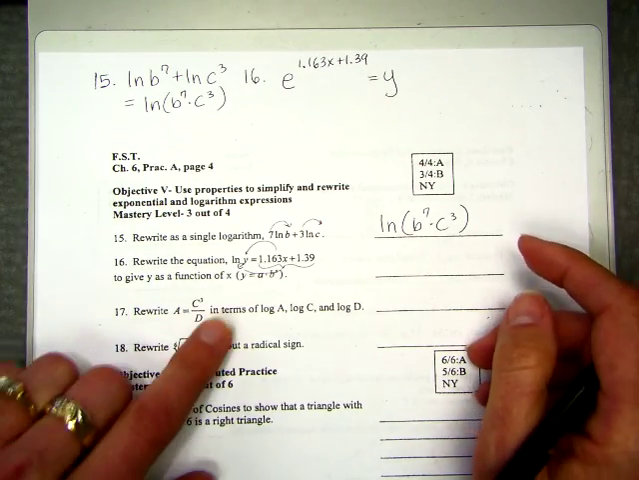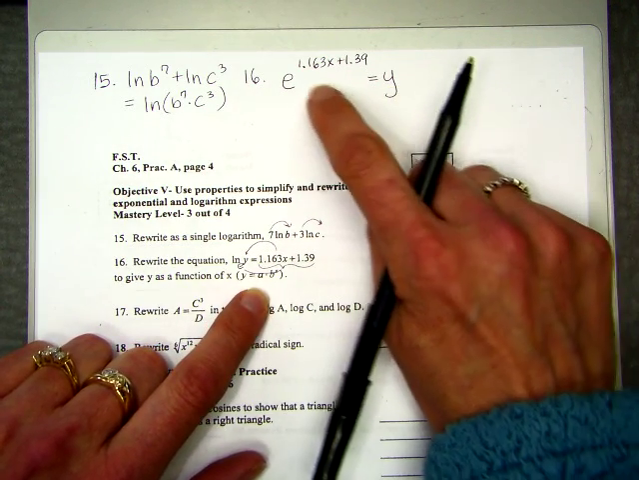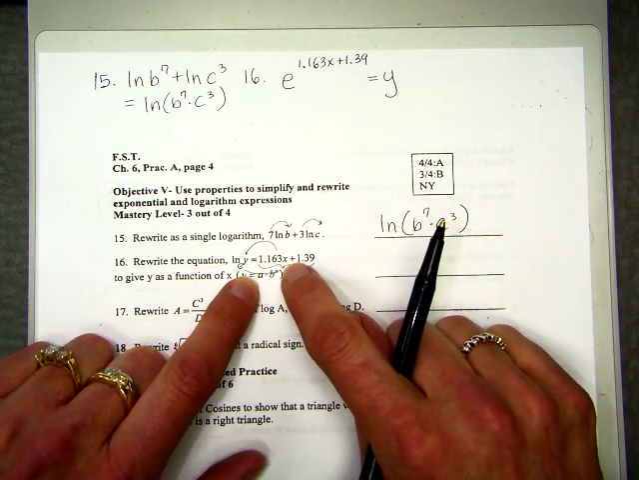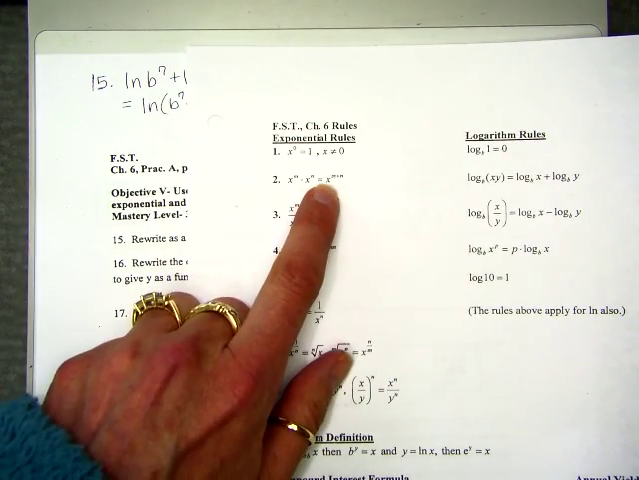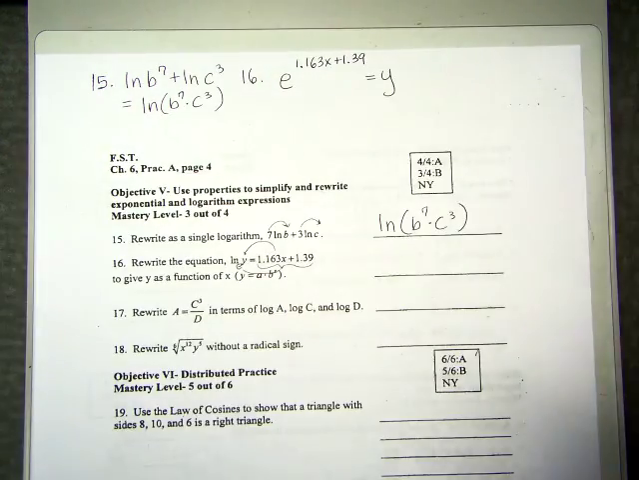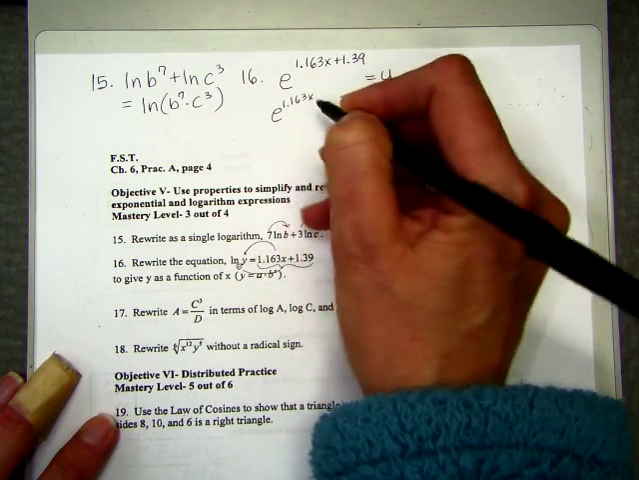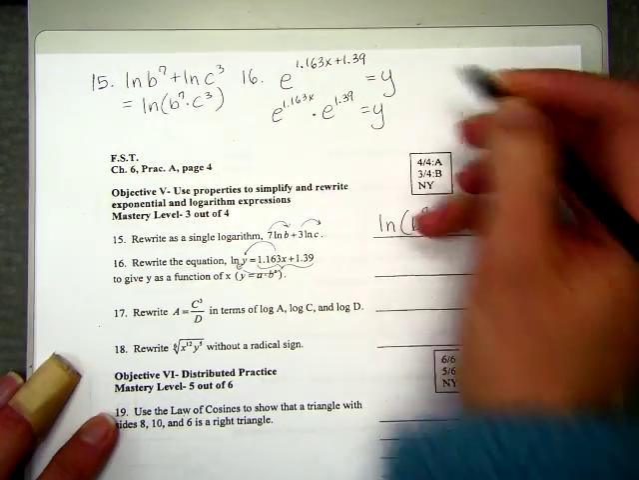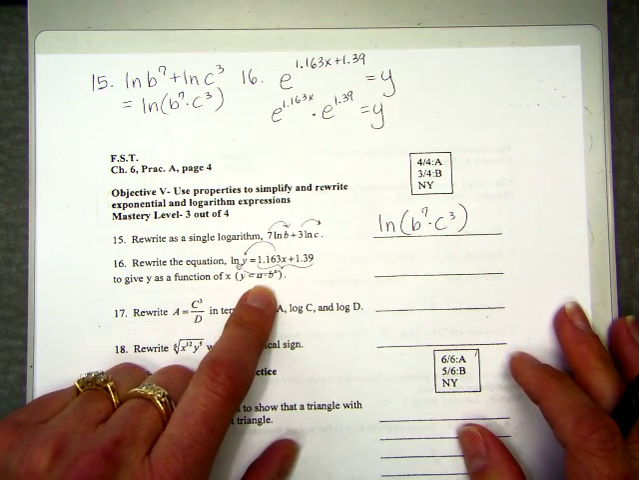Now you want to keep asking yourself during this process, does this equation look like they want it to look? It's really close, but we have one base to a power that has a plus in it rather than the two bases where one has a power. So this is where we're going to use this rule. When you have a power that's a sum, you can split it into two pieces that are multiplied. Okay? So we're going to split this into e to the 1.163x times e to the 1.39. So again, it's getting closer to that y equals a times b to the x part.